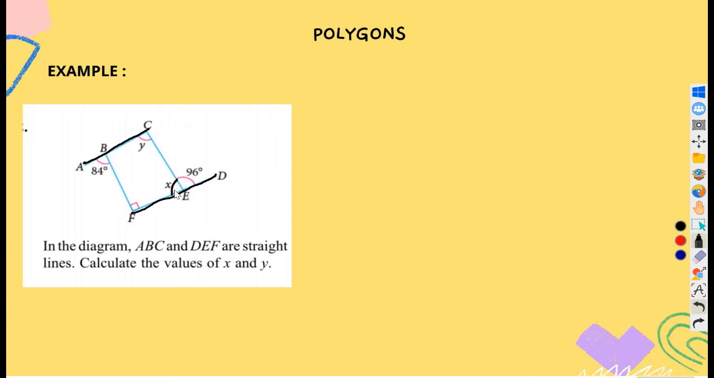So X is easy, you just use the second one, which is 180. So X equals to 180 minus 96, because this one is a straight line. So you will get 84 degrees. Okay, so X is equals to 84. Now you need to find what is the value of Y here. So how to find the value of Y here? We know that this one is 84.